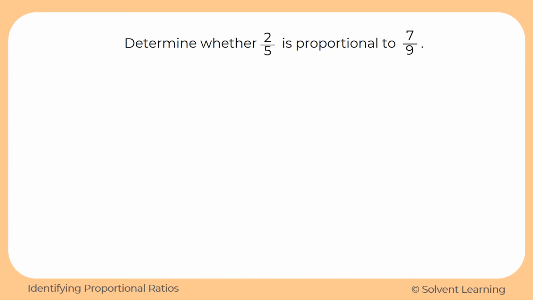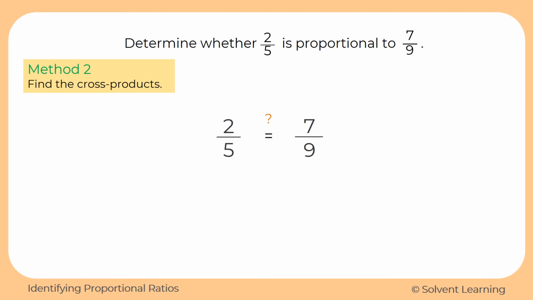Here's our second example. Determine whether 2 over 5 is proportional to 7 over 9. And here we're going to find the cross products to determine whether they're proportional. So if we set up our fractions here, we're going to find what the cross products of them are. And remember, cross products mean that we're taking the numerator of one fraction and multiplying it by the denominator of the other fraction. So we're looking at the two numbers that are diagonal from each other.